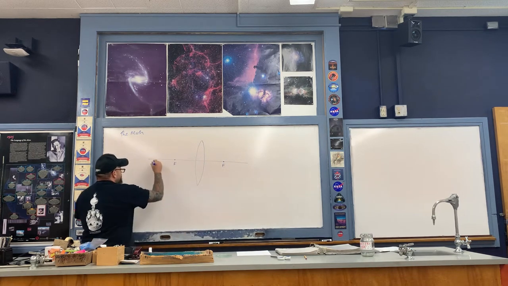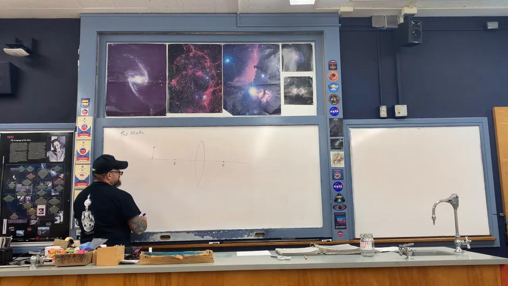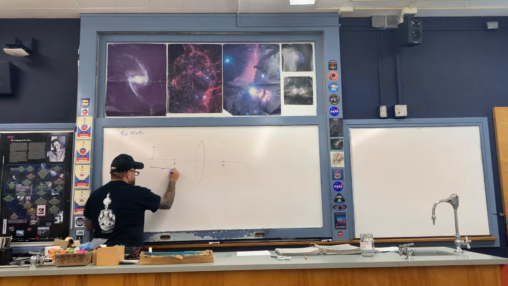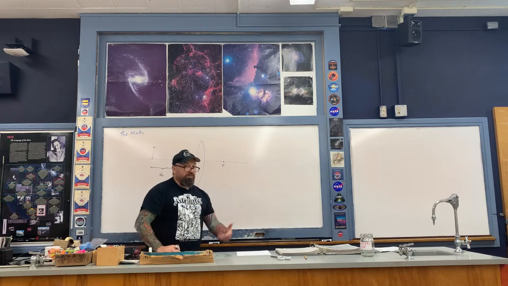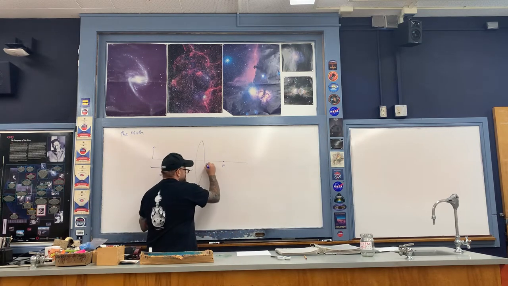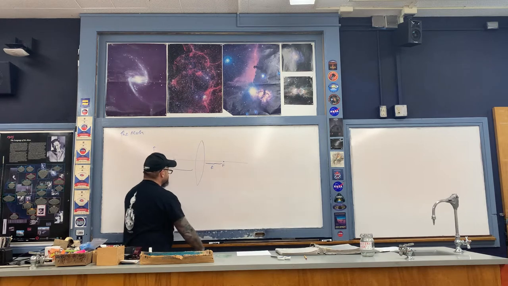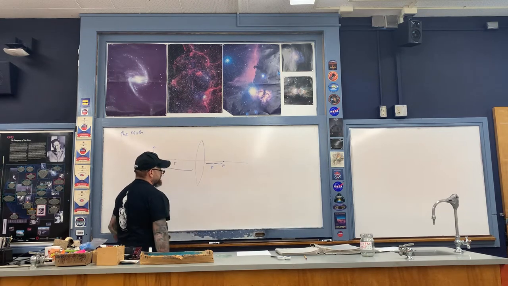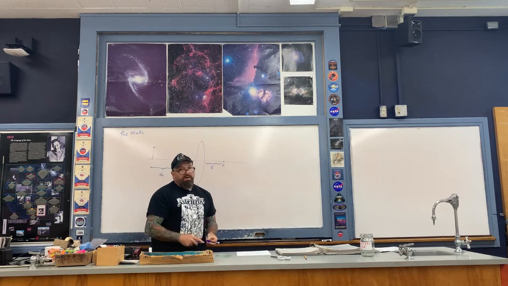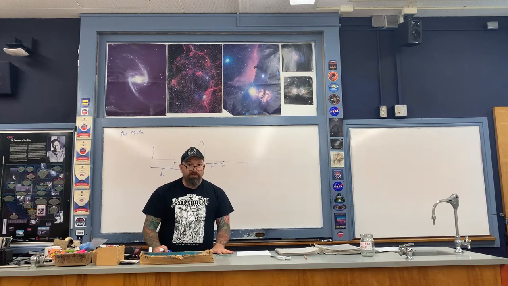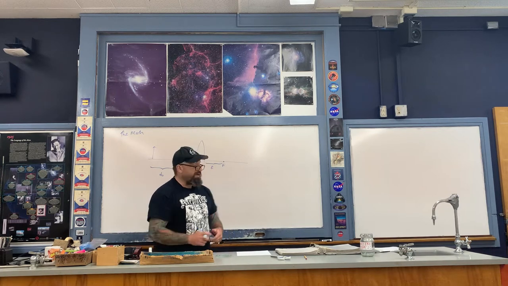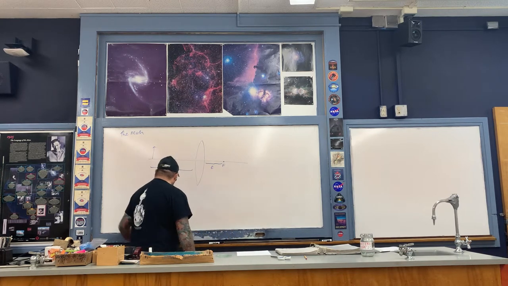Then I'm going to take an object like so and place it some distance away from the lens. This distance right here is the object distance DO. The focal length itself, by the way, is this distance here. It's also the same thing on this side of the lens as well. Now what I have to do is take two light rays coming from the tip of the arrow and refract them through the lens out the other side, and I'll be using shortcuts as I proceed.